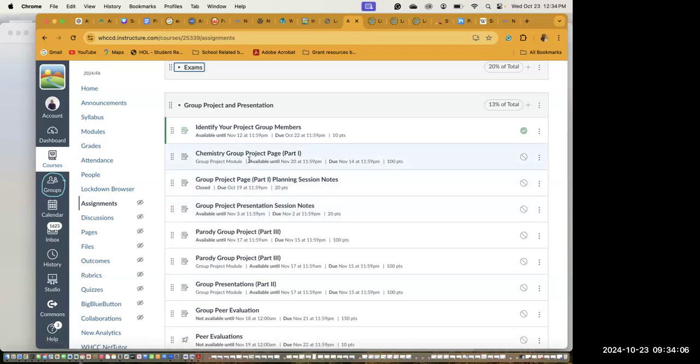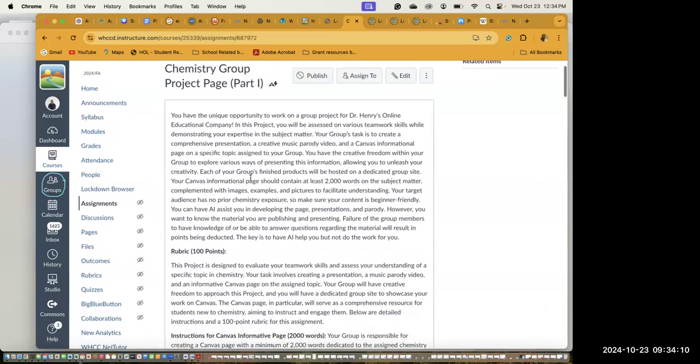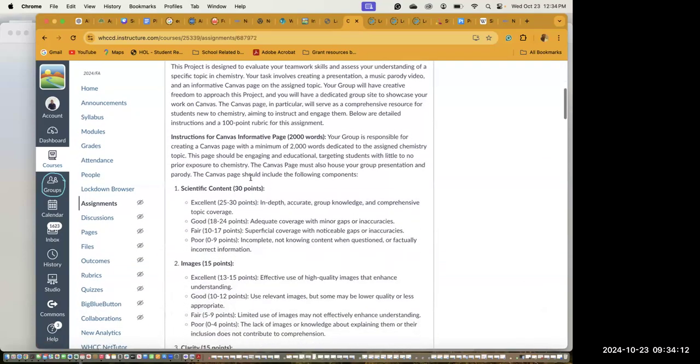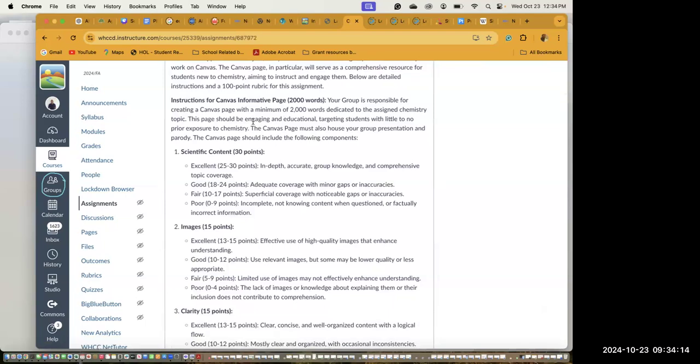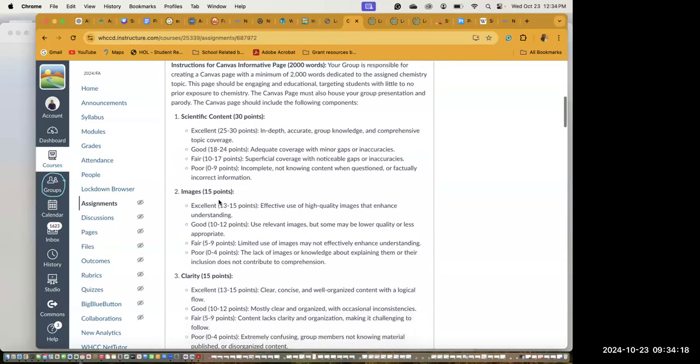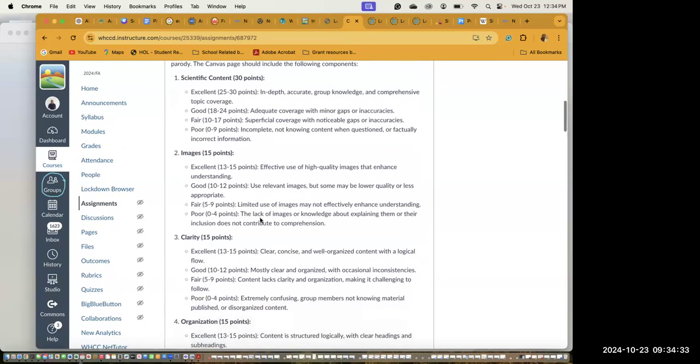Now when you write your page, let's go to the assignment. This is going to be published today, so you will be able to see it. Again, 2,000 words. And these are the criteria you're going to be graded on. It's going to be based upon your scientific content. Again, we want stuff that's written so that people can understand it. Of course, it's science, so there's going to have to be a little bit of science understanding and science explaining.